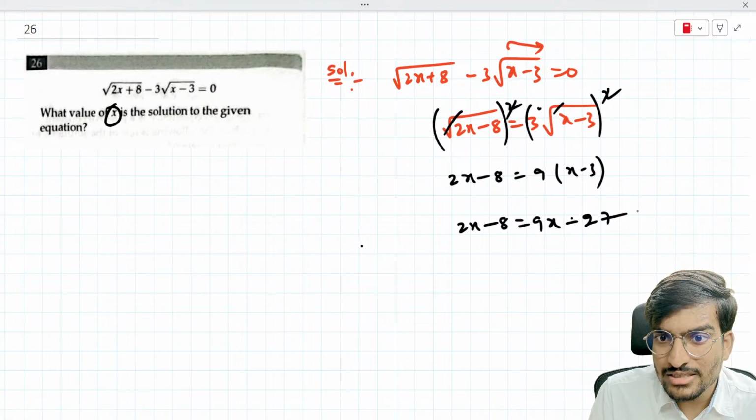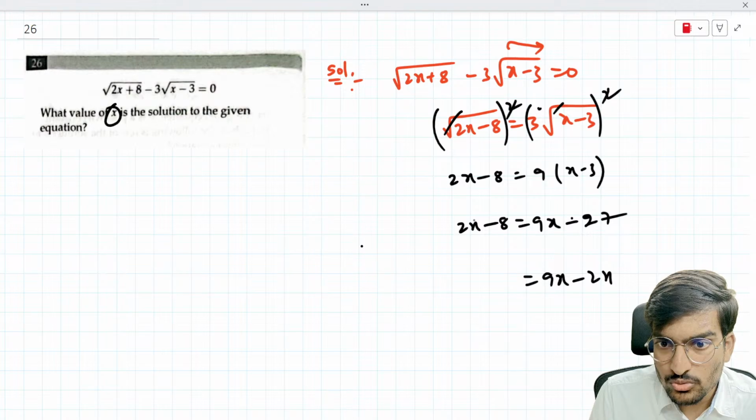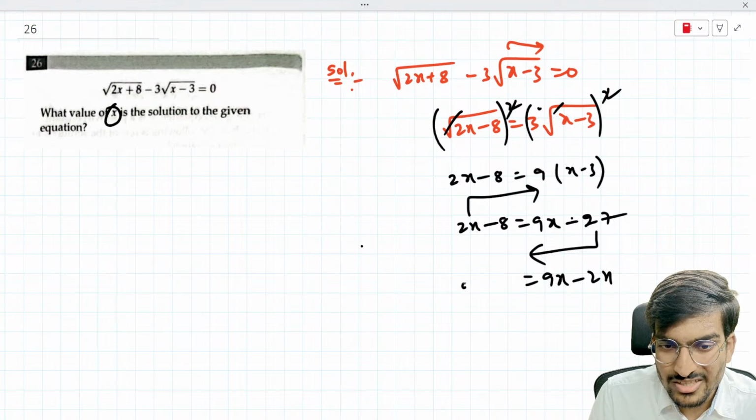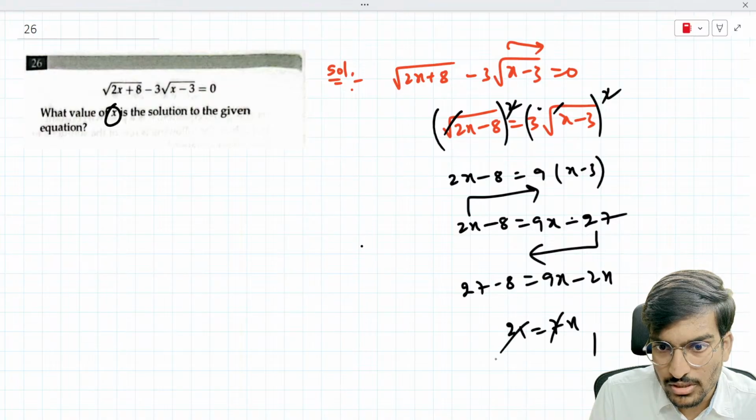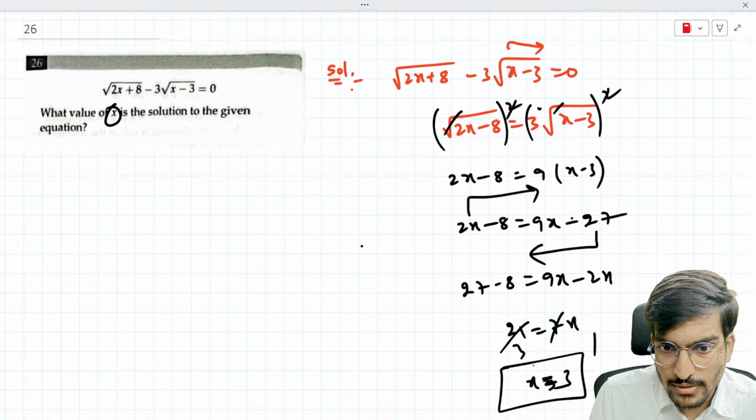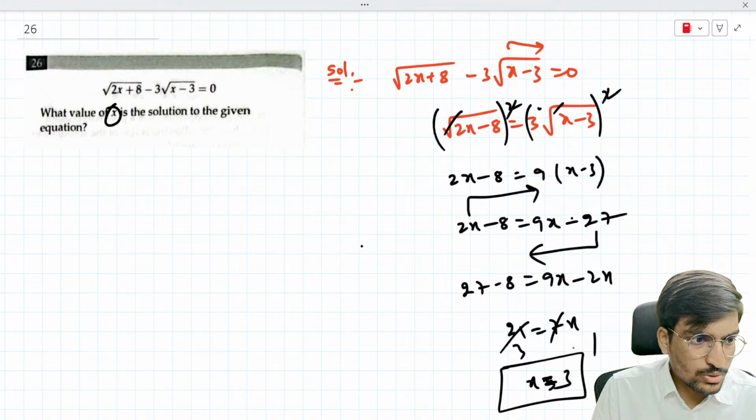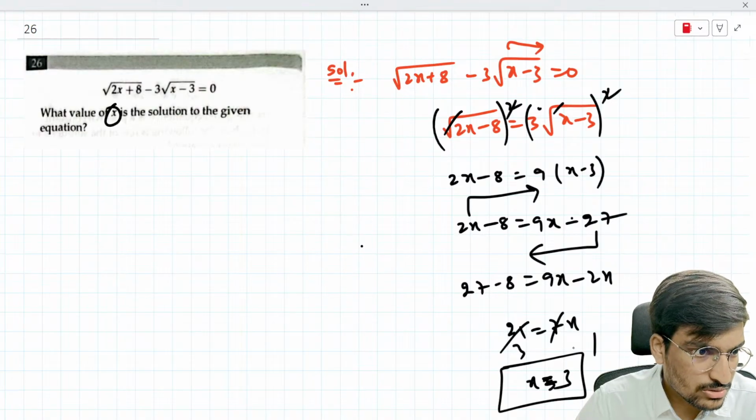9 times 3 is negative 27. So that's going to be 9x minus 2x, x terms to one side and constant terms to the other side. Negative 27, positive 27 minus 8, 21, that is 7x. 1s and 3s, x equals 3. No, it is 3. The x value is 3.